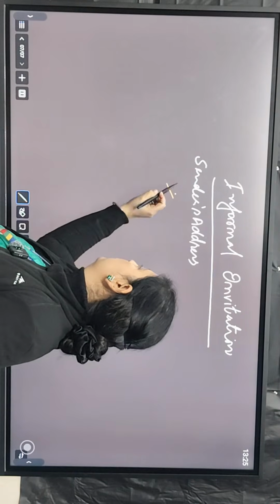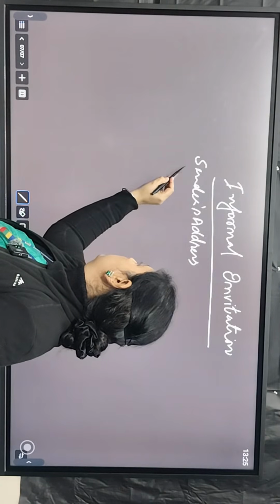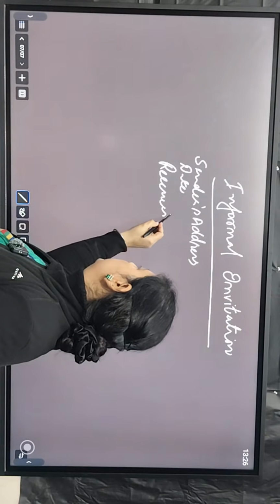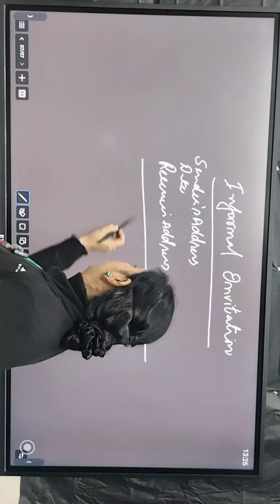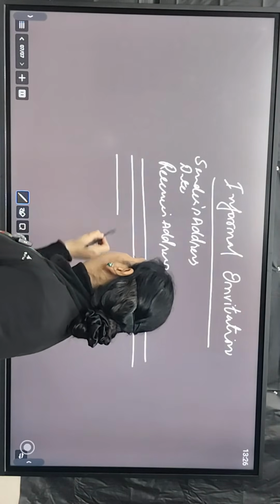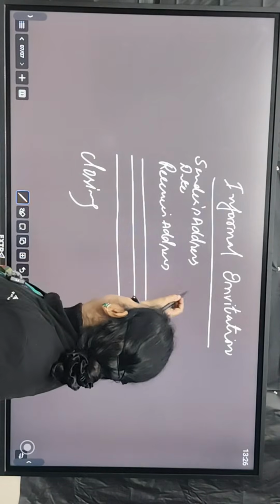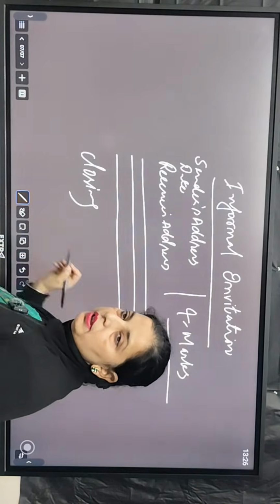then date, receiver's address, body, and then closing. It is again of 4 marks. ये भी आपका 4 marks में जाएगा.